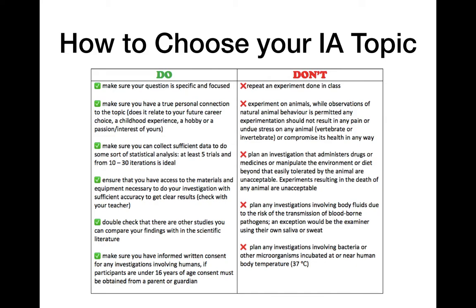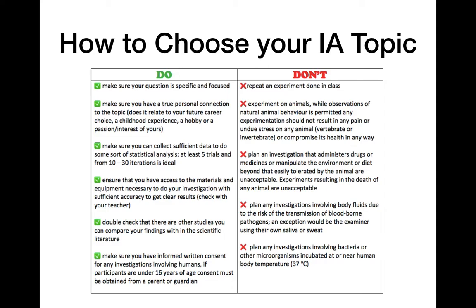So being very specific is the way you want to go. Make sure you have a real personal connection. You're going to get points for personal connection in the IA rubric. We'll look at that a little bit. If you don't have a personal connection to the topic, it's not a good one for you. Is it connected to your future career choice, a childhood experience, a hobby, a passion, an interest? Why did you choose that topic?